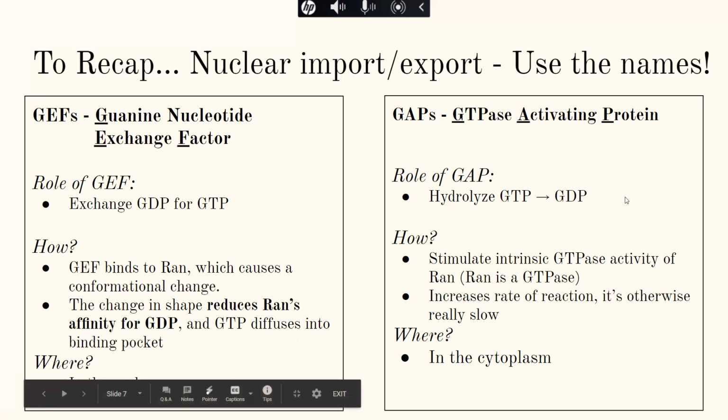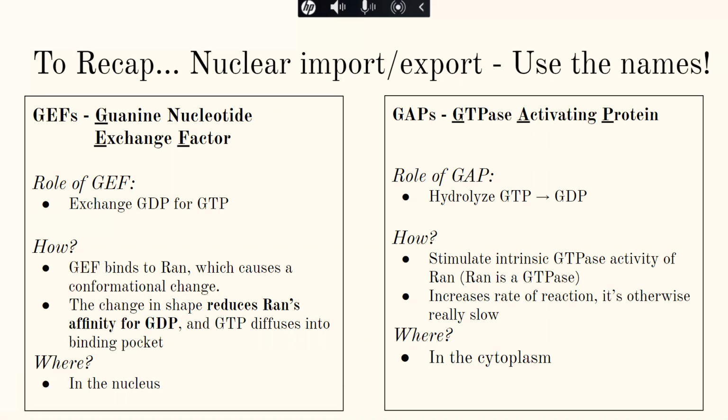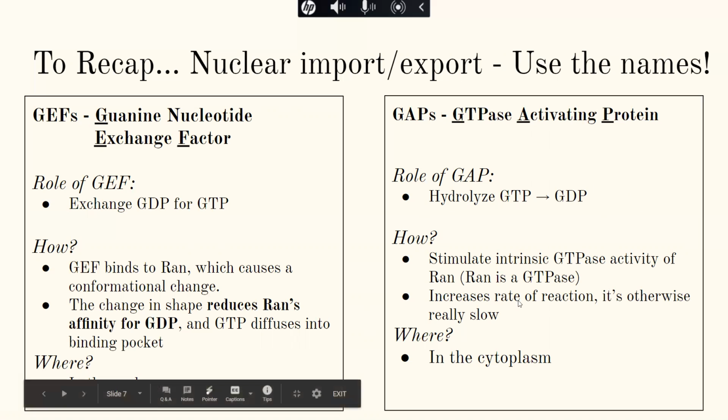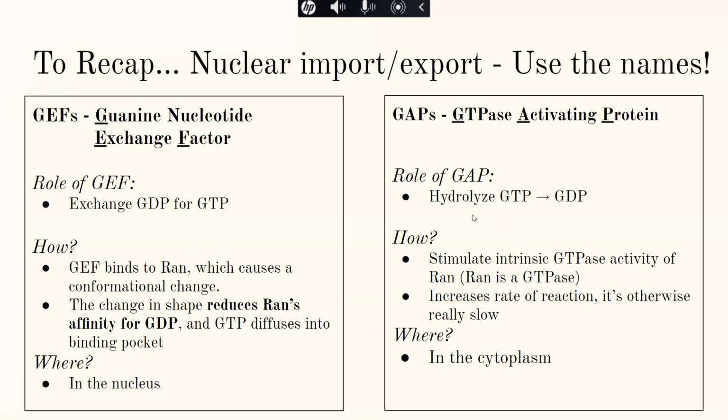So it has this ability to do it on its own, but without GAP, it does it very, very slowly. It does it so slowly that the cell wouldn't be able to function if RAN was the only thing doing this activity of hydrolyzing GTP. So that's why it needs GAP to speed that up. And this occurs in the cytoplasm. So it's turning this complex off by hydrolyzing GTP to GDP. The main takeaways here: if you don't remember anything else in the slide, just remember that GEFs are always in the nucleus and GAPs are in the cytoplasm. And we have some diagrams that will show that also.